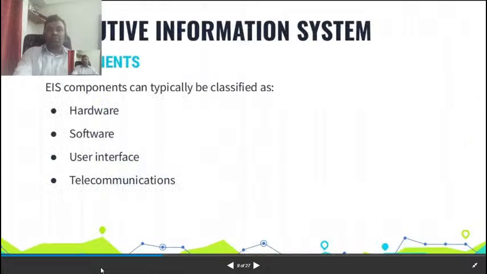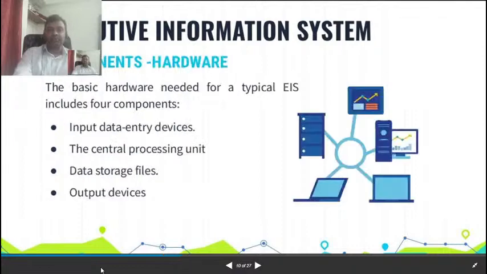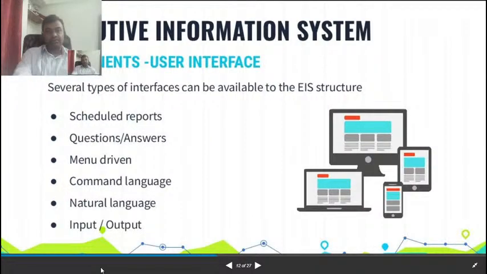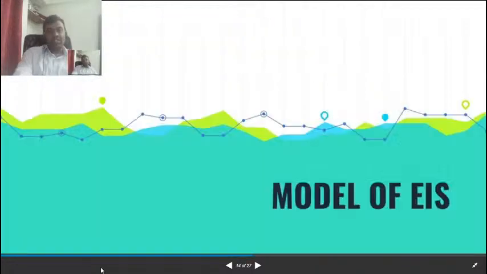Okay, there are some components of EIS which I am not going to explain: the kind of hardware they require, the kind of software they require, user interface, telecommunication. So these are some of the components you require before you implement EIS in your organization. Okay, so they have explained some of the hardware and software you require. This is the technical part which we don't require, or even if I explain it, it will take a lot of time. Okay, so these are some of the components.